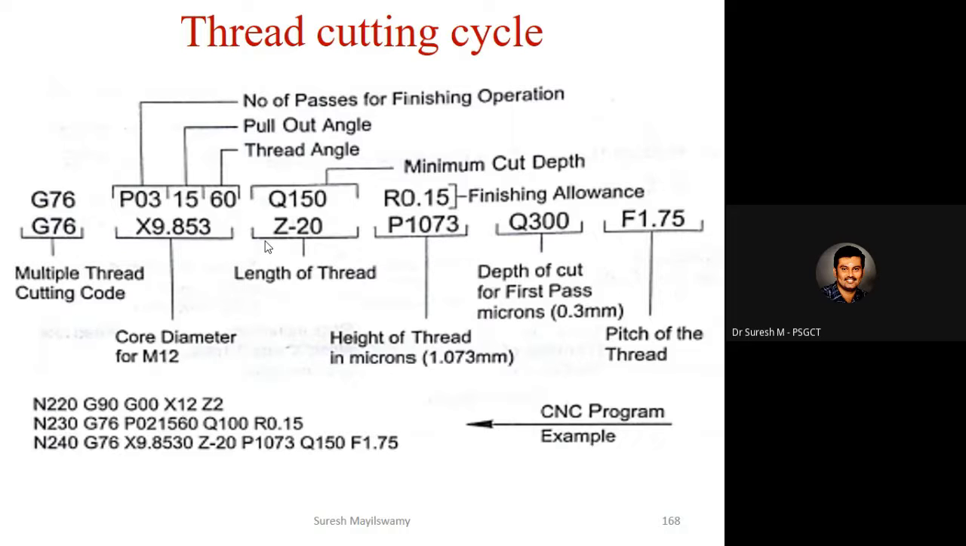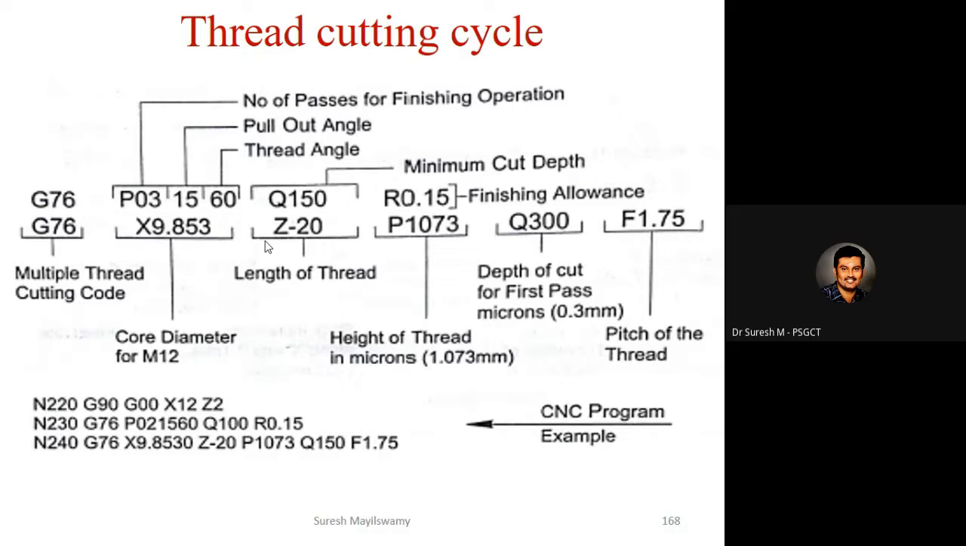So here the number of passes for the finishing operation is 3. Pull out angle is 15. After reaching the end point, the tool should move 15 degrees and then come out. And the thread angle or included angle for this threading operation is 60 degrees. And Q is the minimum depth of cut, which is given in microns, and R is the finishing allowance, that is 0.15 mm.